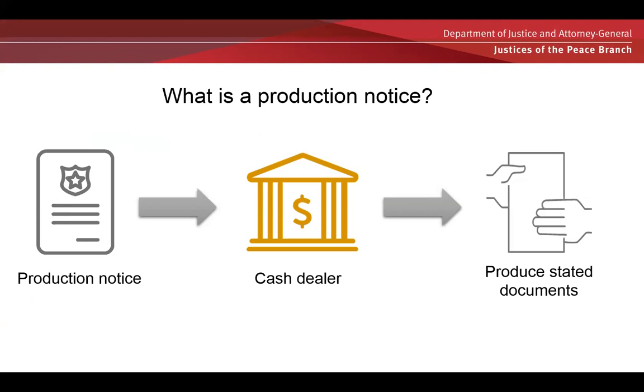So when you are presented with a production notice application, you can only issue the actual notice if you are satisfied the police officer has provided reasonable grounds for suspecting the cash dealer holds documents that may be evidence of an offence. Another important thing is the cash dealer cannot be party to the suspected offence.